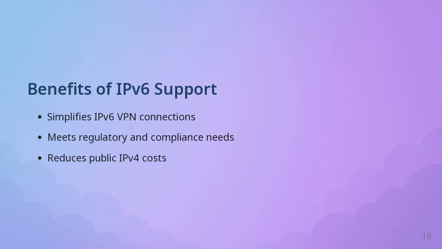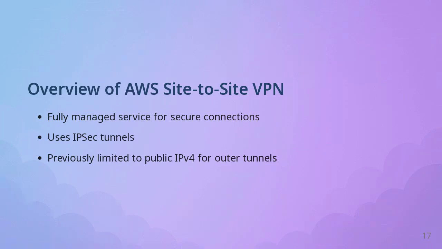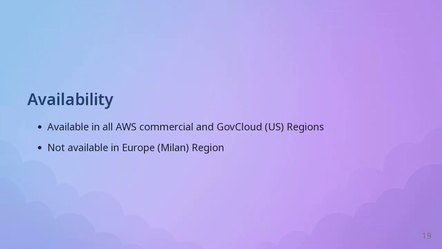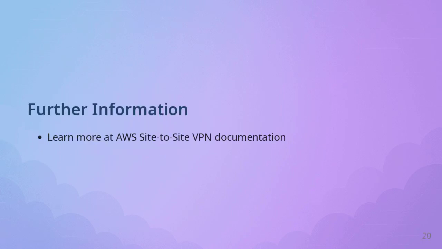AWS Site-to-Site VPN is a fully managed service that creates a secure connection between your data center or branch office and AWS resources using IPsec tunnels. With this launch, customers can configure IPv6 on both inner and outer tunnels, eliminating the complexity of dealing with different addressing schemes. This capability is accessible in all AWS commercial regions and AWS GovCloud US regions where Site-to-Site VPN is supported, except for the Europe Milan region. For more information and to get started, visit the AWS Site-to-Site VPN documentation.